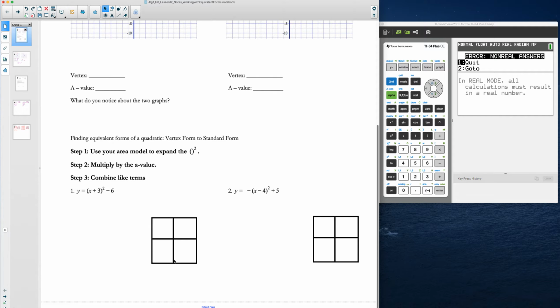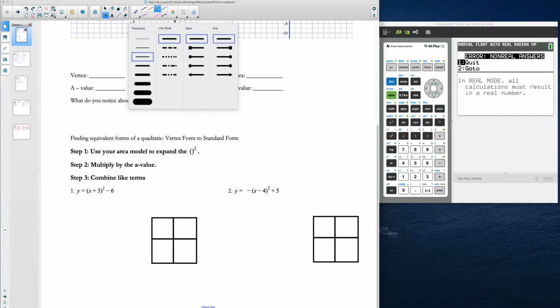So we're going to use that area model to expand whatever is squared, whatever is raised to that power. Then we're going to multiply by our a value, and then we'll combine like terms. So that's really the process that we want to use as we go through this. So let me pick a pen here. Let's start with green today, and let's go through this.